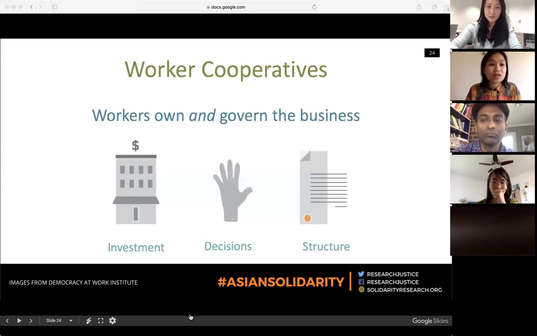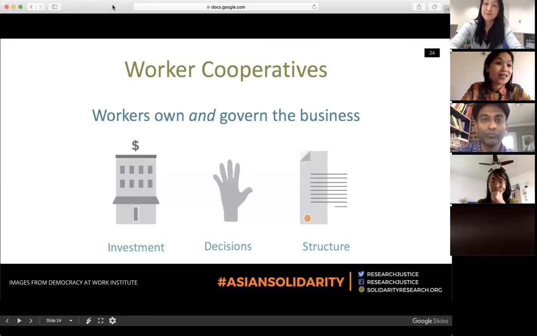Whereas larger cooperatives, for example Mondragon, the largest one in the world at about, I think, 80,000 people working at Mondragon now, it's run basically like a corporation, except that it's worker owned and everyone has a share and a vote, and they vote for management through the board. So next slide, please.